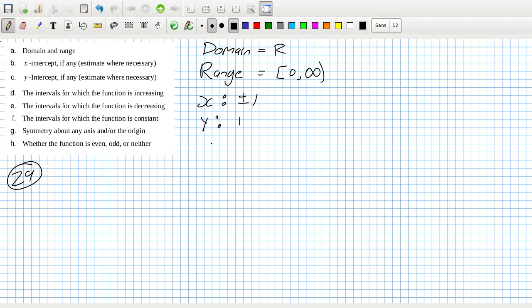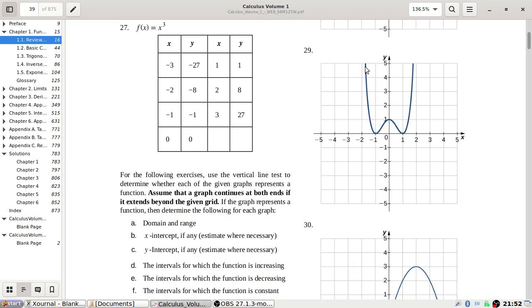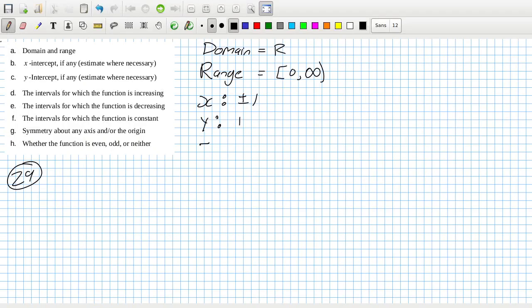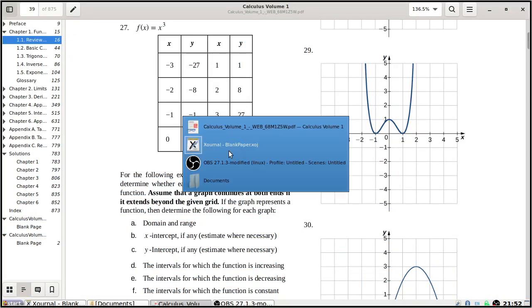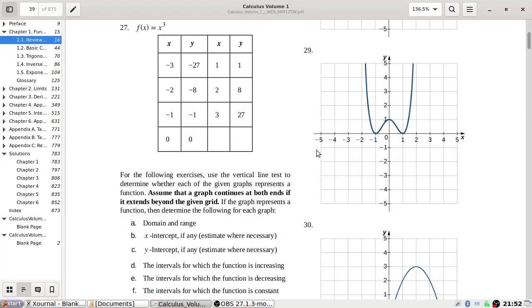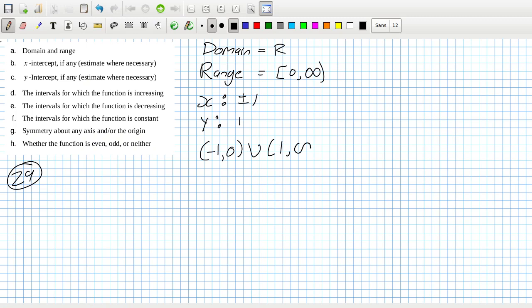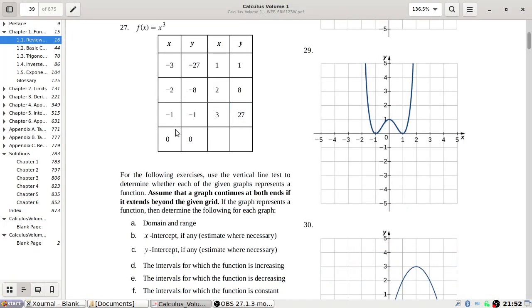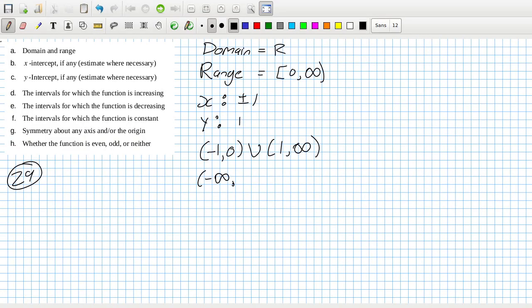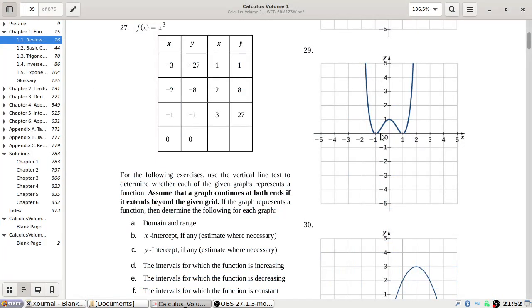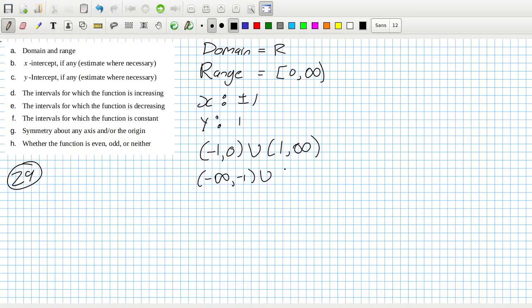When is the function increasing? Decreasing, increasing. So don't know if we want to necessarily include minus 1. Minus 1 to 0, and then 1 to infinity. When is the function decreasing? Minus infinity to minus 1. And then 0 to 1.